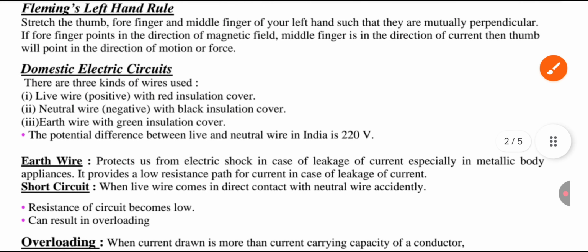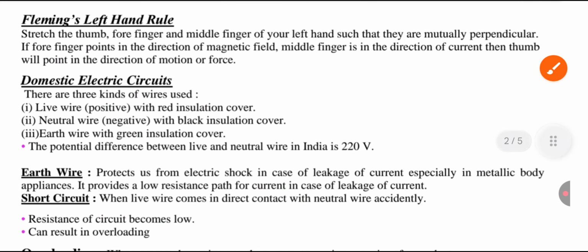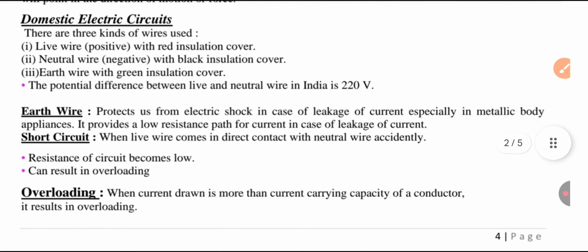So the next concept is Fleming's left hand rule. It's also very important for 2 marks questions. Stretch the thumb, forefinger, and middle finger of your left hand such that they are mutually perpendicular. If the forefinger points in the direction of the magnetic field and the middle finger in the direction of the current, the thumb will point in the direction of the motion or the force.